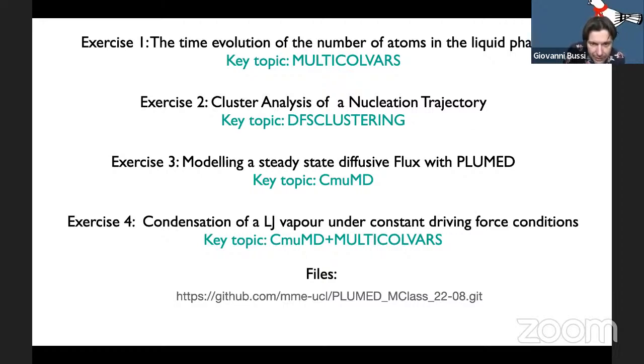There's a question from the chat also. I can see. Yeah, you can see it as well. Simone is asking if the PBCs are in the XYZ. Yes, they're in the XYZ, but the forces are acting only on the Z coordinate.